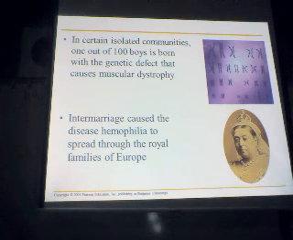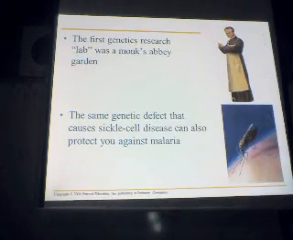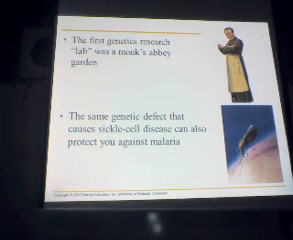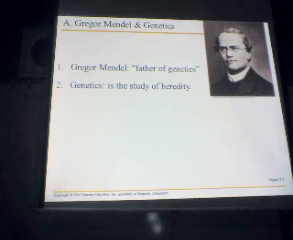A couple of genetic facts for you. In certain isolated communities, 1 out of 100 boys is born with a genetic defect that causes muscular dystrophy. Intermarriage caused the disease hemophilia to spread through the royal families of Europe, almost wiping out certain families. The first genetic research lab was actually a monk's abbey garden. And the same genetic defect that causes sickle cell disease can also protect you against malaria.